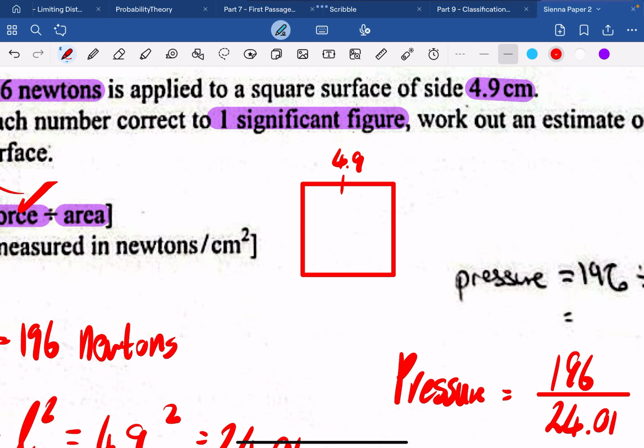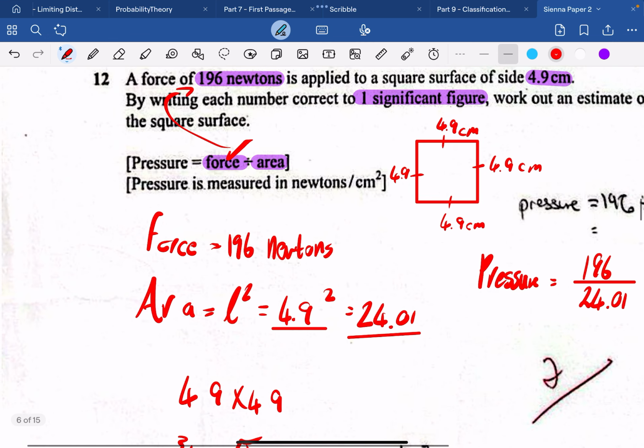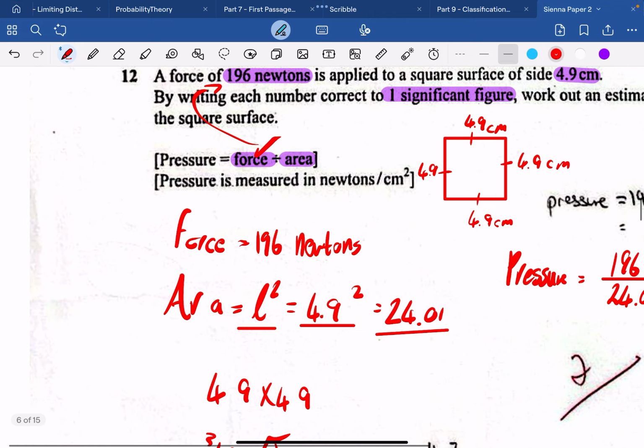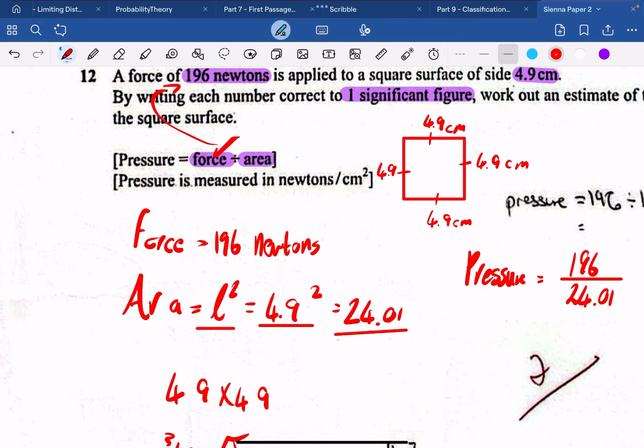If one side is 4.9 centimeters, all sides are 4.9 centimeters, aren't they? Because squares have equal sides. So how do you find the area of a square if you've got the side? It's length squared, which is 4.9 squared, which is equal to 24.01.